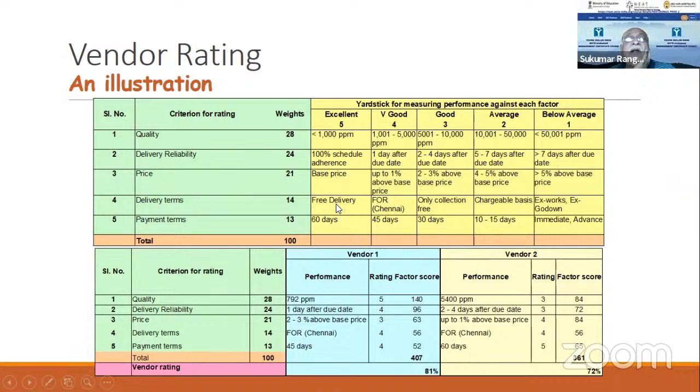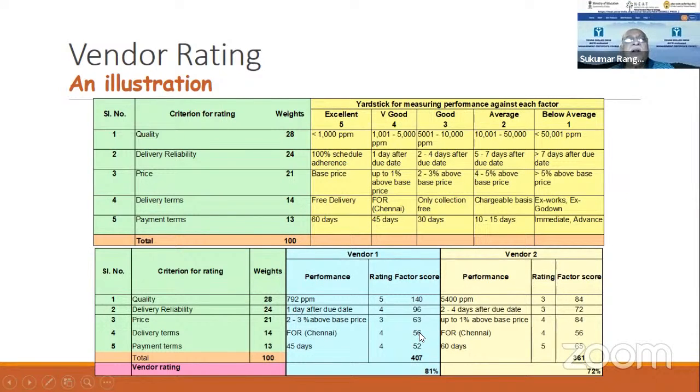Delivery terms: free delivery at your stores is obviously the best thing which they want, but there are different other methods, and you give different ratings. Payment terms: of course, if your company's norm is 60 days and he accepts 60 days, it is good. But if he insists on immediate money, then the rating will be lower. So based on this, you have vendor 1, vendor 2, vendor 3, all that. You do a rating and give this score to the vendor, that this year your vendor rating is this much.